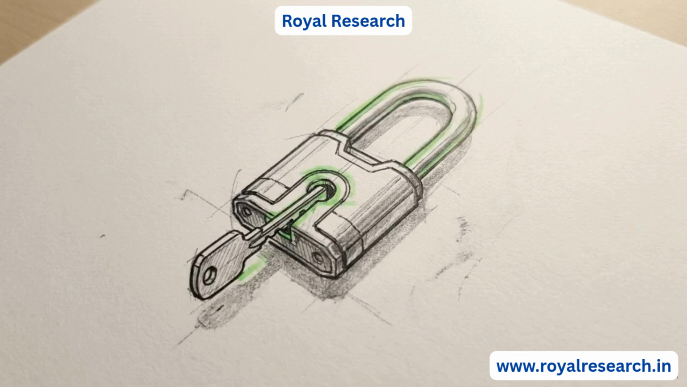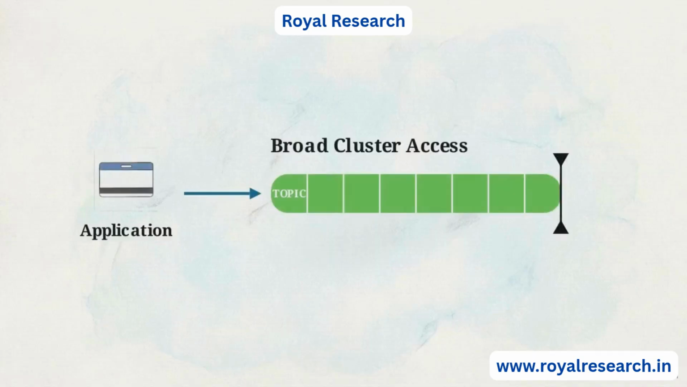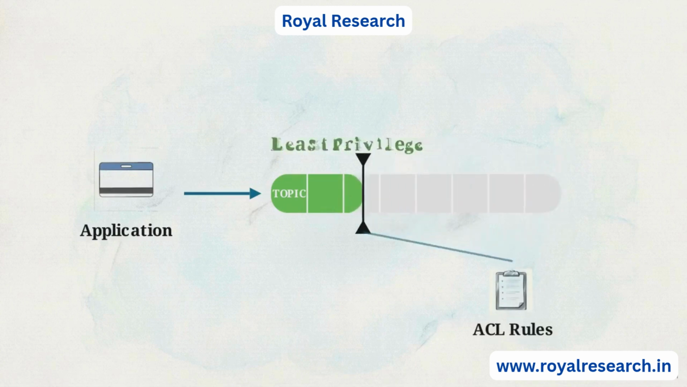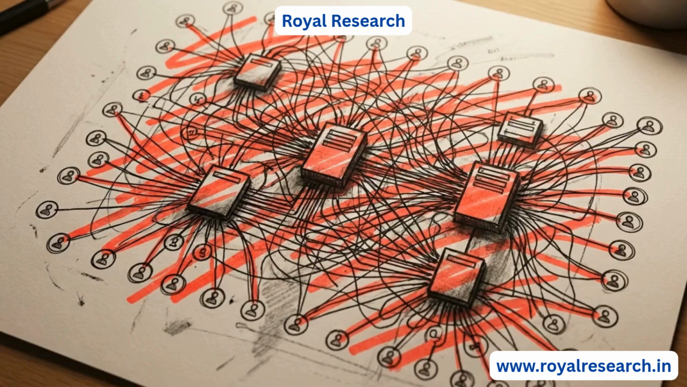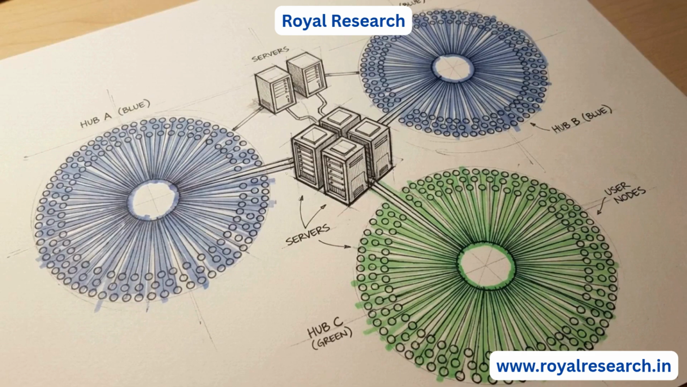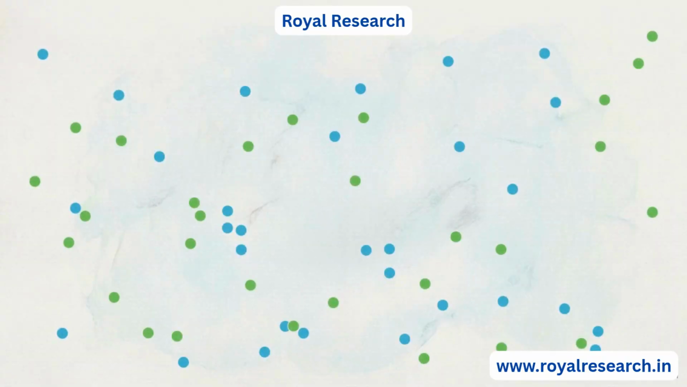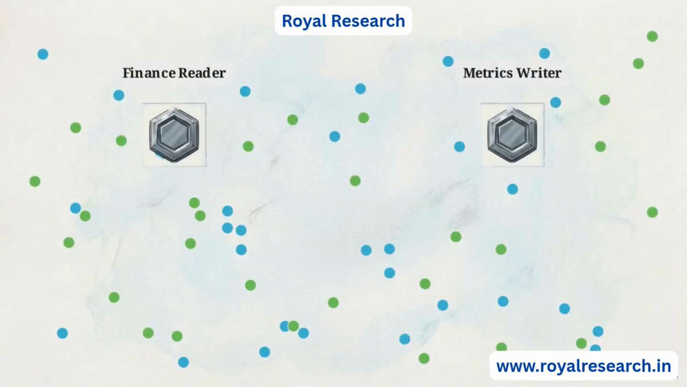Managing individual ACLs for thousands of clients quickly becomes unsustainable. The operational best practice is to implement role-based access control, or RBAC. Under RBAC, administrators define specific roles, like financial data reader or metrics writer, and attach permissions to the role itself. Users and applications are then assigned to those roles, eliminating ACL bloat and streamlining permission audits.